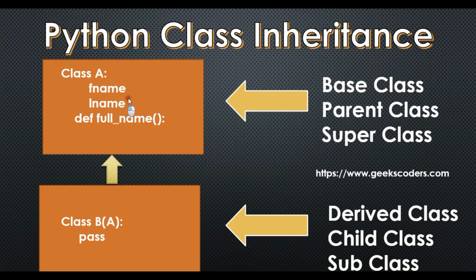Now there are some concepts that we should know. For the main class that we have, for example in here class A, it's called the base class. We can call it parent class, we can call it superclass. And the class that is extending or inheriting, so for example in here class B, we can call it derived class, child class, or subclass.